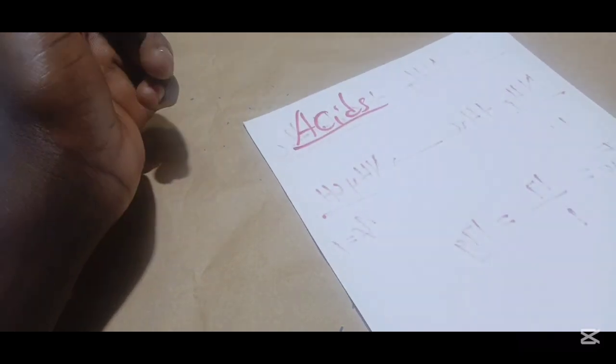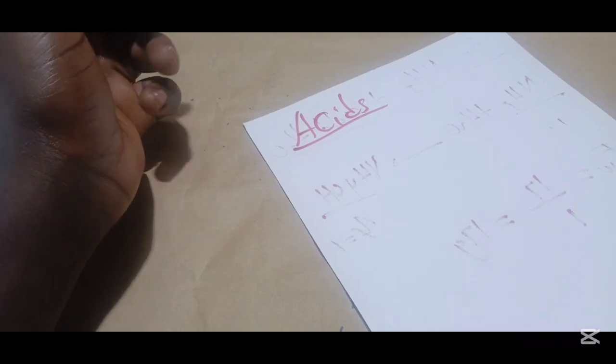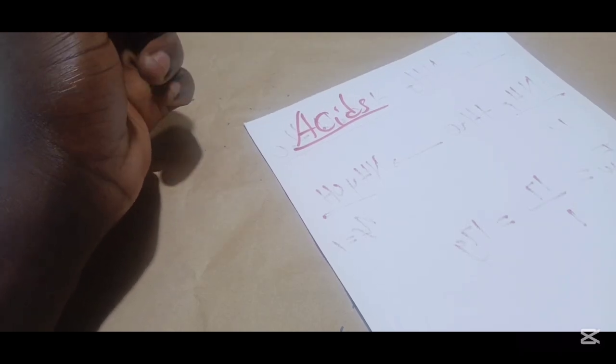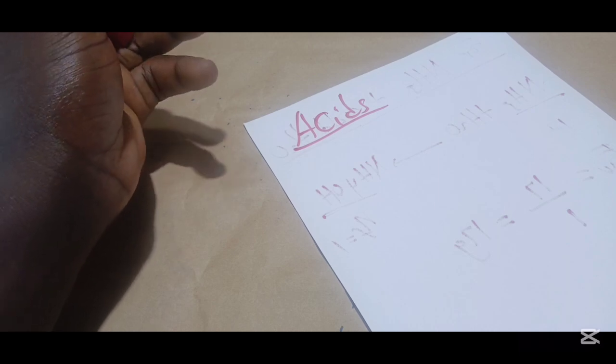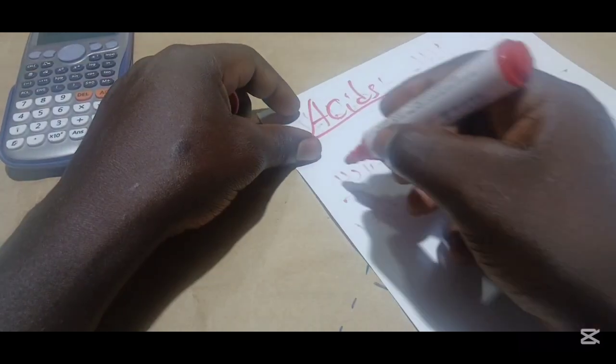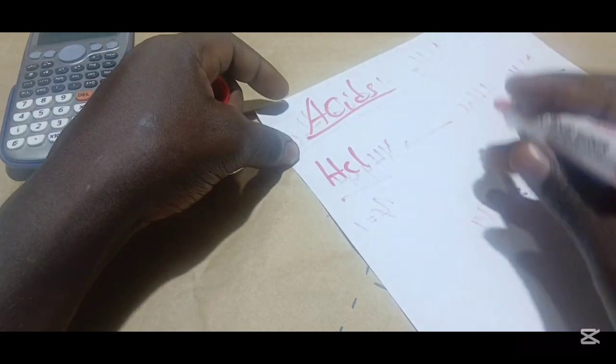For acids, we are going to look at the basicity of the acid, the number of ionizable hydrogen ions per molecule. So our N factor is going to come from the H plus ion. So find the equivalent weight of HCl.